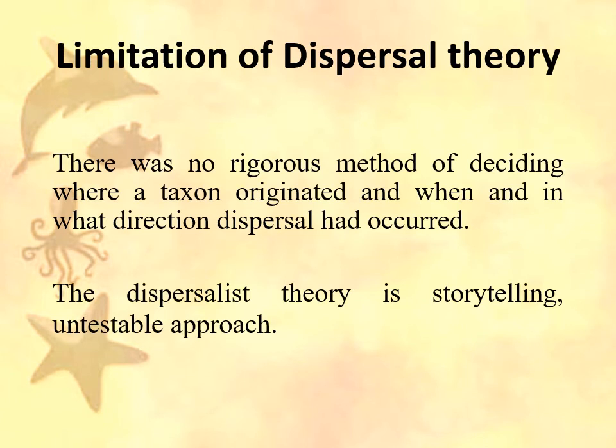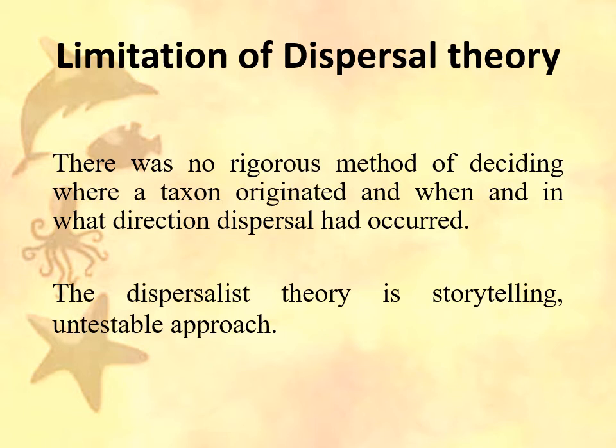Now, the dispersal theory has many drawbacks. There is no rigorous method of deciding where a taxon originated, and when, and in what direction dispersal had occurred. If you believe in the Noah's Ark theory, then all organisms appeared in Mount Ararat. But when people tried to find the evidence of this center of origin in Mount Ararat in Turkey, they did not find any evidence.